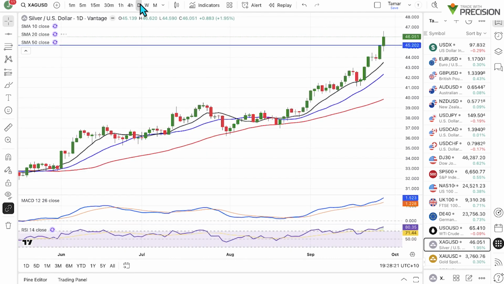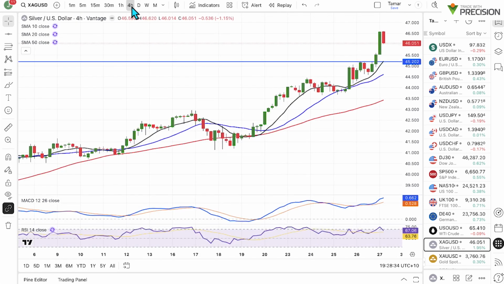Going down into the daily, again, it's a good and strong uptrend. Once again, overextended, but I am looking for lower time frame potential trading opportunities. So I'm looking at the 4 hours, and I'm looking for a pullback in and around the previous swing high, and it's around the 45 level. So I'm looking for a pullback toward this area.